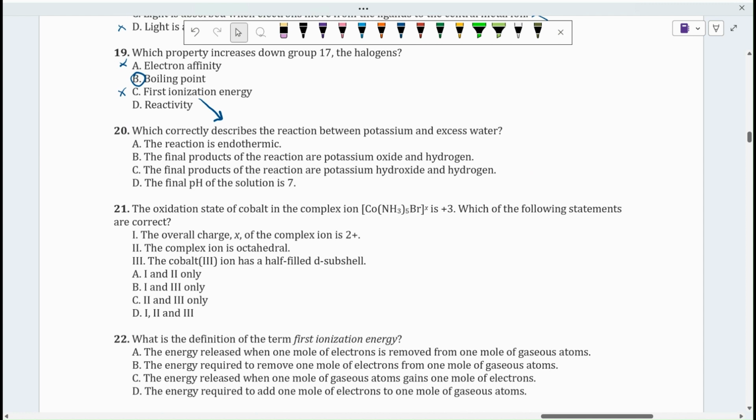Number 20. Which correctly describes the reaction between potassium and excess water? So you've just got to know that this produces potassium hydroxide and hydrogen. So that looks like this. So that's the balanced equation without the state symbols. So that will be C.